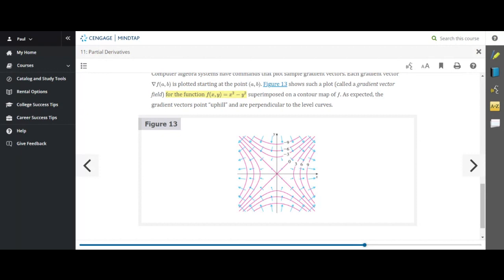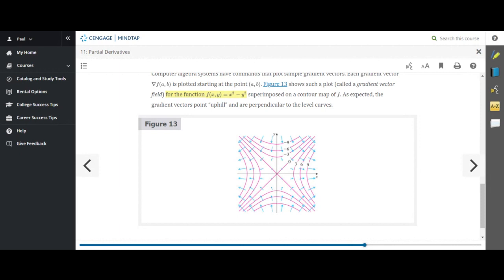Now let's look along the y-axis. If we were to go from the positive y-axis towards the origin and look at the gradient vectors, are the gradient vectors pointing up or down? I'm looking at the positive y-axis moving in towards the origin. The vectors are pointing downward. So downward is the direction of greatest increase, right?